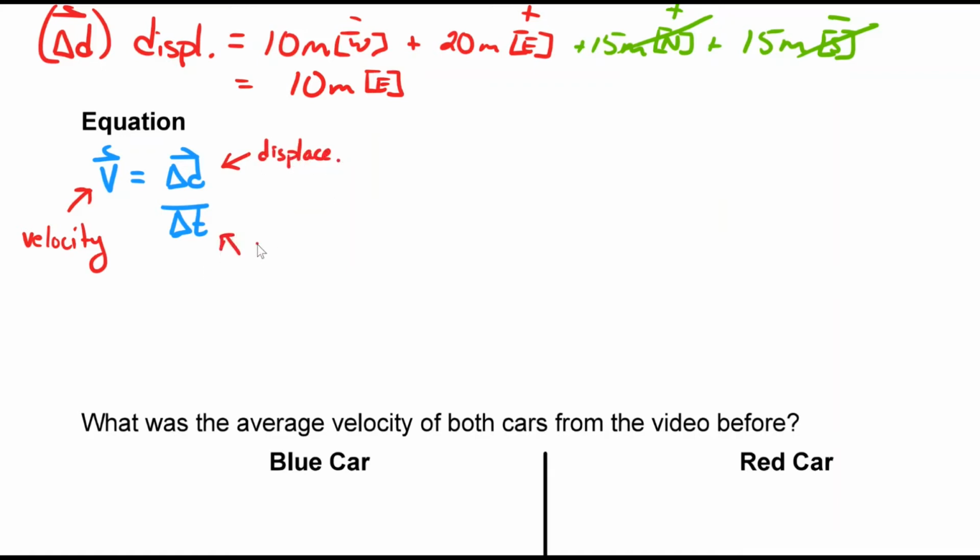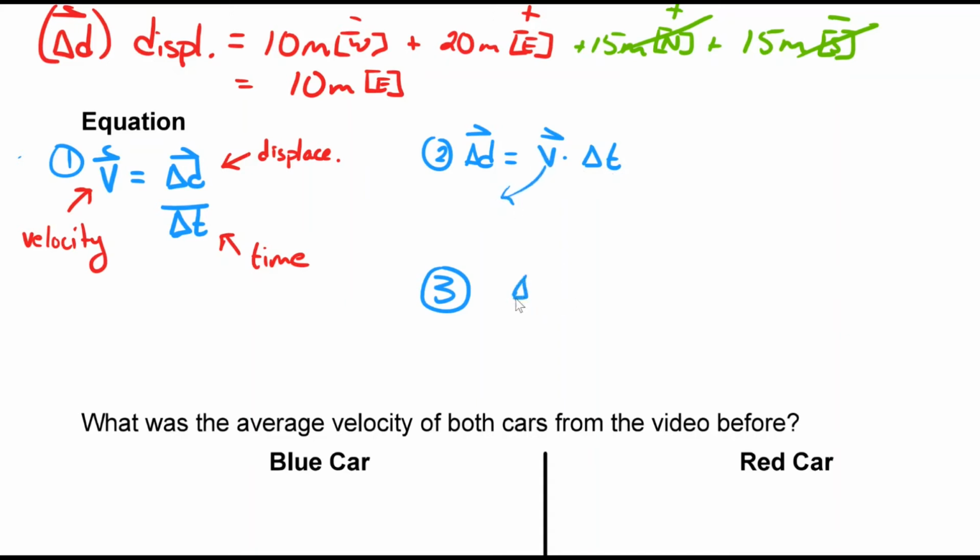And then delta t is time. So that's version 1, right? That's like the first version of the equation. Now, if I wanted to get delta d by itself, I would multiply by delta t. So I'd bring that up. The second version of the equation, delta d equals v times delta t. And then the third version, if I wanted delta t by itself, I'd divide by v. So this would kind of swing down. And I get delta t equals delta d arrow over v arrow.